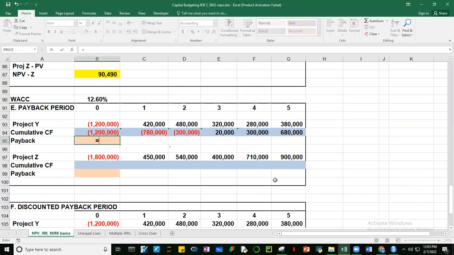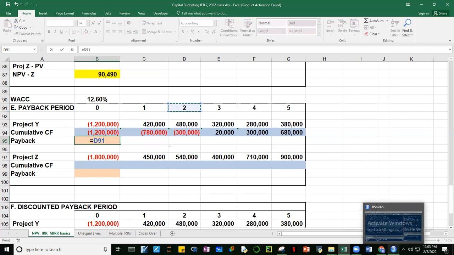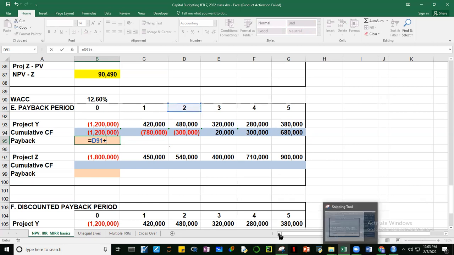So how do you compute for the payback period? Kailan ba yung transition? So it's year 2. Okay, so sa year 2, after year 2 saka na-recover yung initial investment. And then ilang years? Ilang years. So we're going to add plus. Ilan na lang ba i-recover natin? Ito. 300 na lang yung kulang natin. Tapos ilan ba yung makukuha sa year 3? Ito, yung 320. So ipoprorate lang natin yan.